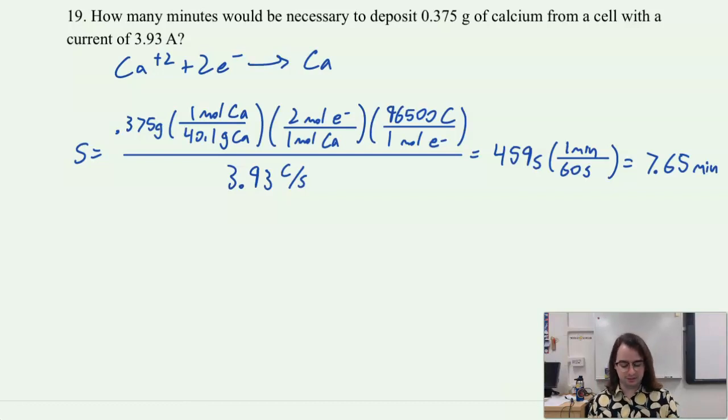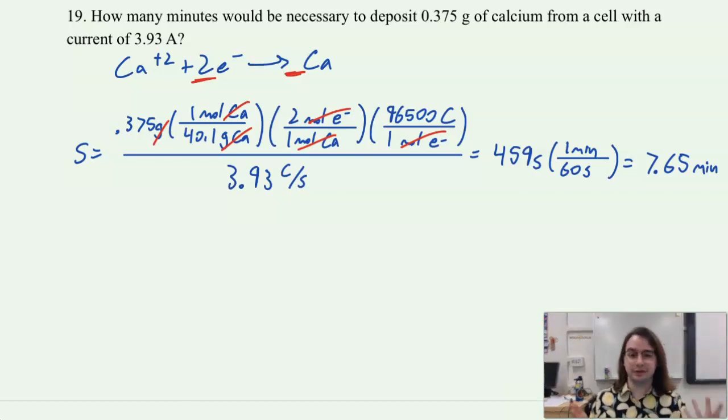And remember, the only reason we need this is because it tells us the ratio between electrons and the calcium metal, which we use for the coulombs, right? We go from grams of calcium to moles of calcium to moles of electrons, and then finally into coulombs. So then we have coulombs over amps. That gives us seconds. We convert that into 7.65 minutes.